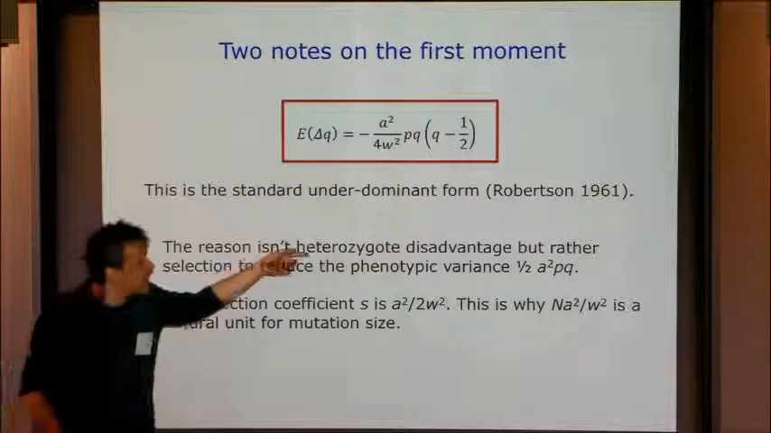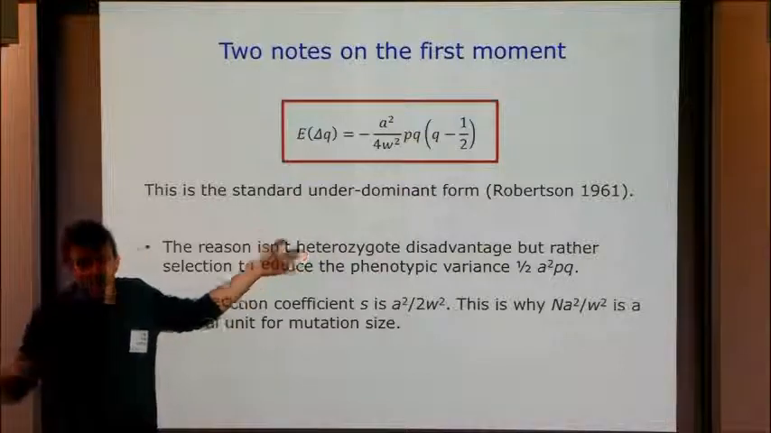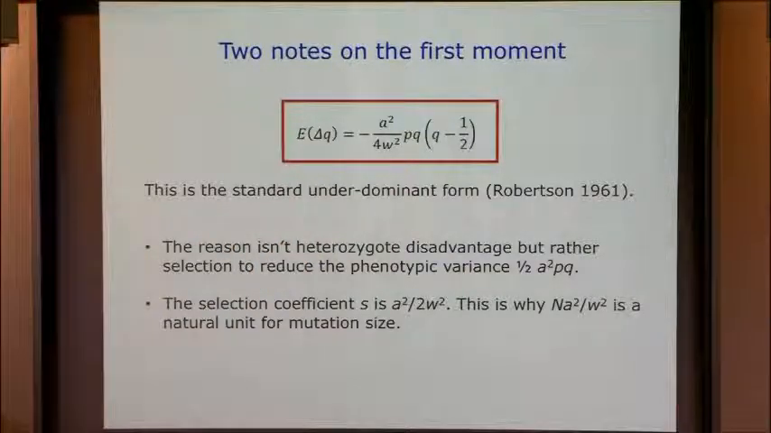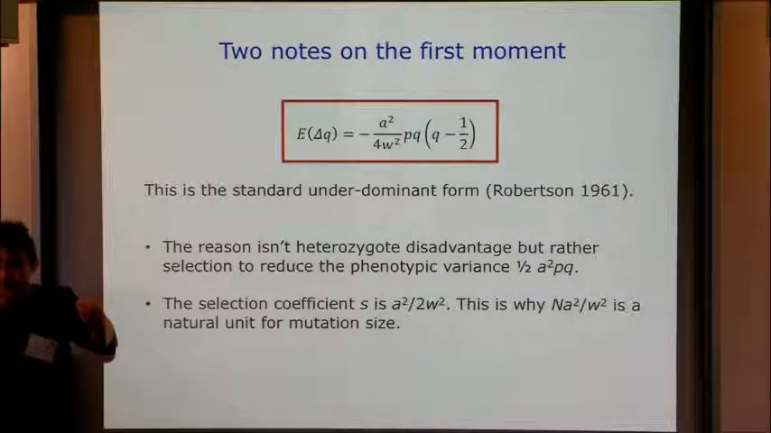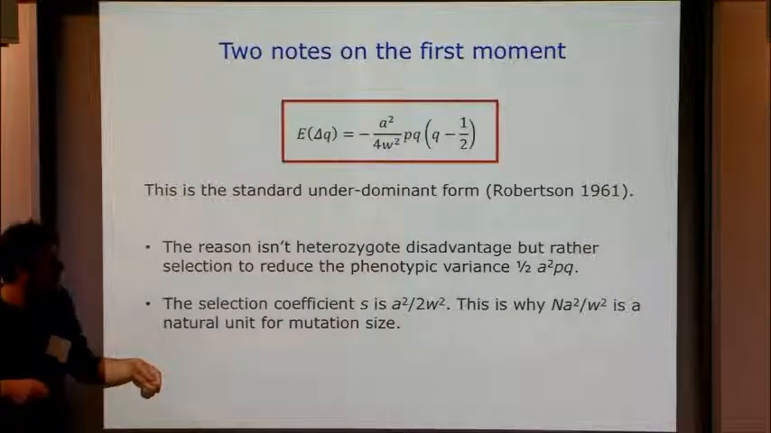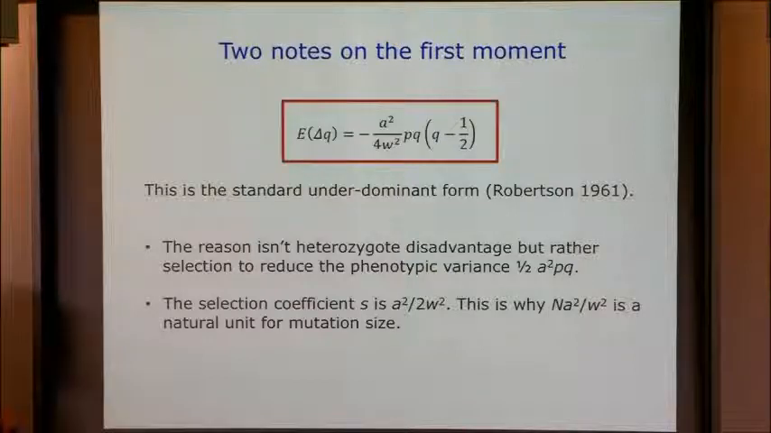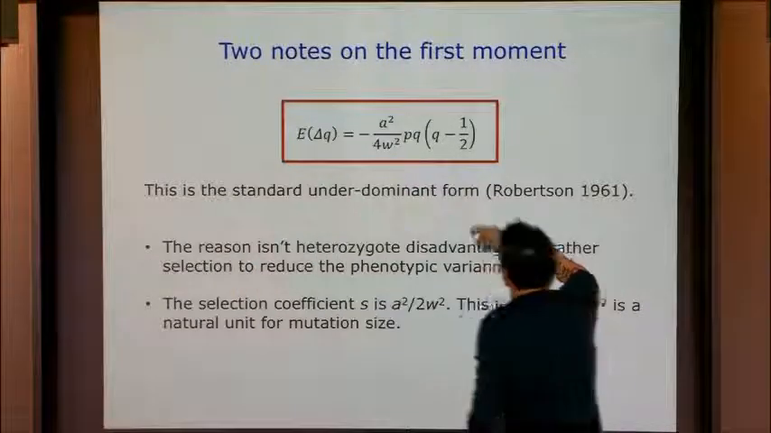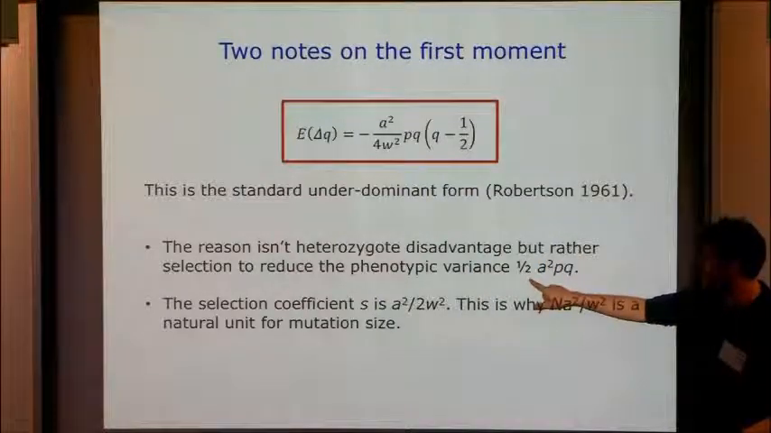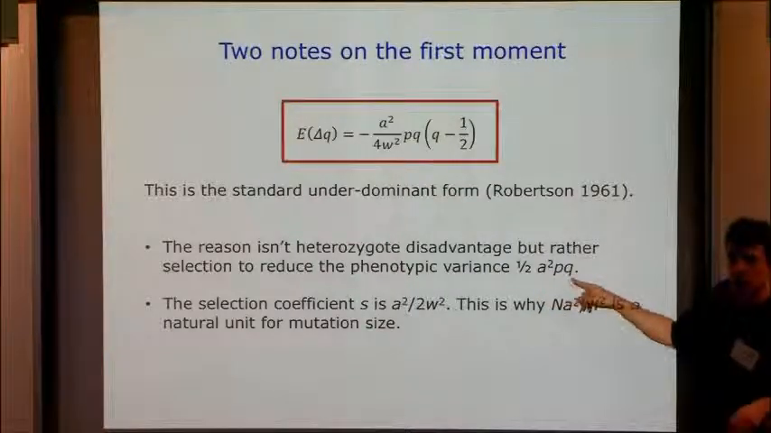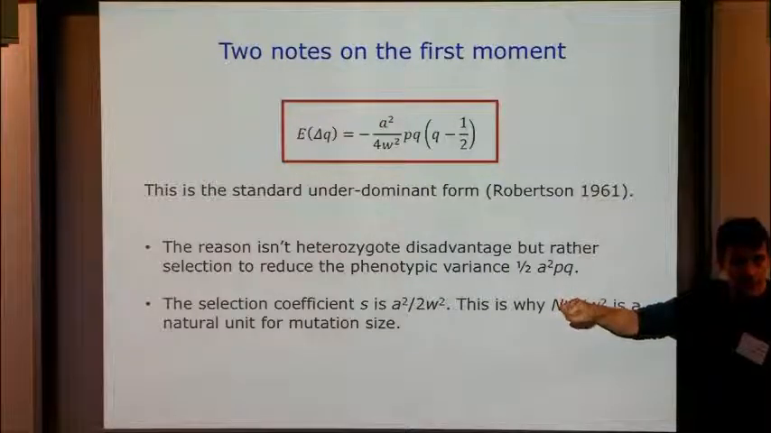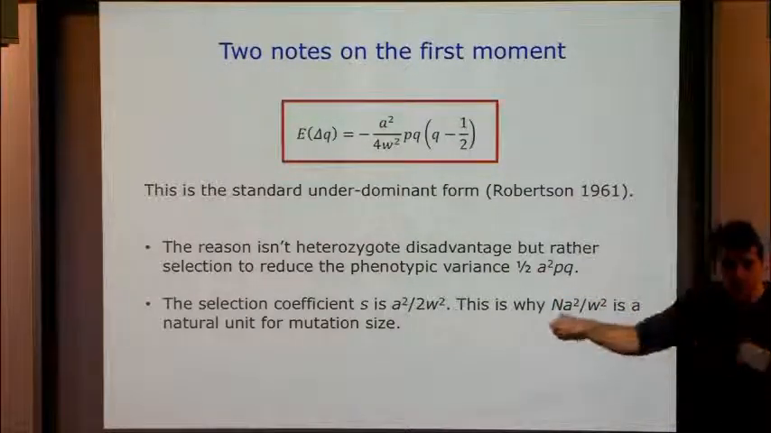Now the reason isn't heterozygote disadvantage like in the standard viability selection, because heterozygote disadvantage doesn't even mean anything in this model. The reason is that the population is tightly centered around the mean, so the allele frequency at a given locus is actually selected to reduce the variance that it contributes to the phenotype. You're trying to reduce the variance that this allele contributes to the phenotypic variance, which in this model is half times the mutation size squared times PQ. This variance is maximized at half and minimized towards the ends. So selection to reduce the variance just pushes this towards the ends.